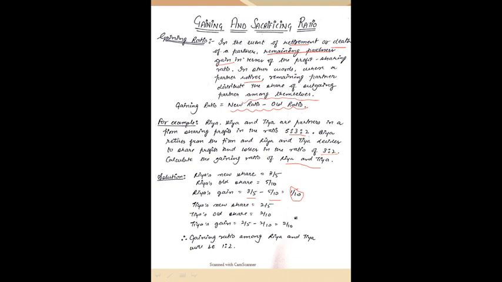What would be Tia's new share? It would be 2/5 and Tia's old share is 2/10. So Tia's gain would be new share, that is 2/5, minus 2/10, that is her old share. So Tia's gain would be 2/10, right? So Ria will gain 1/10 of the share and Tia will gain 2/10 of the share. So the gaining ratio would be 1:2, right? So that is how we calculate the gaining ratio. Let us now move to the next example and understand what is sacrificing ratio.